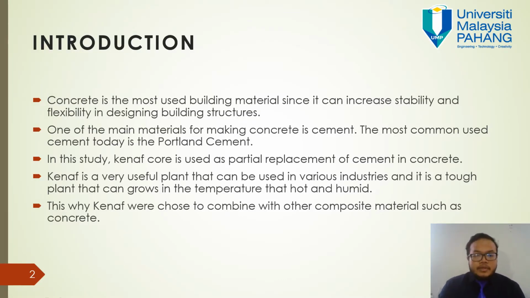So for the introduction, concrete is the most used building material since it can increase stability and flexibility in designing building structures. One of the main materials for making concrete is cement. The most commonly used cement today is Portland cement. In this study, Kenaf core is used as a partial replacement of cement in concrete. Kenaf is a very useful plant that can be used in various industries, and it is a tough plant that can grow in hot and humid temperatures. That's why Kenaf was chosen to be combined with other composite materials such as concrete.